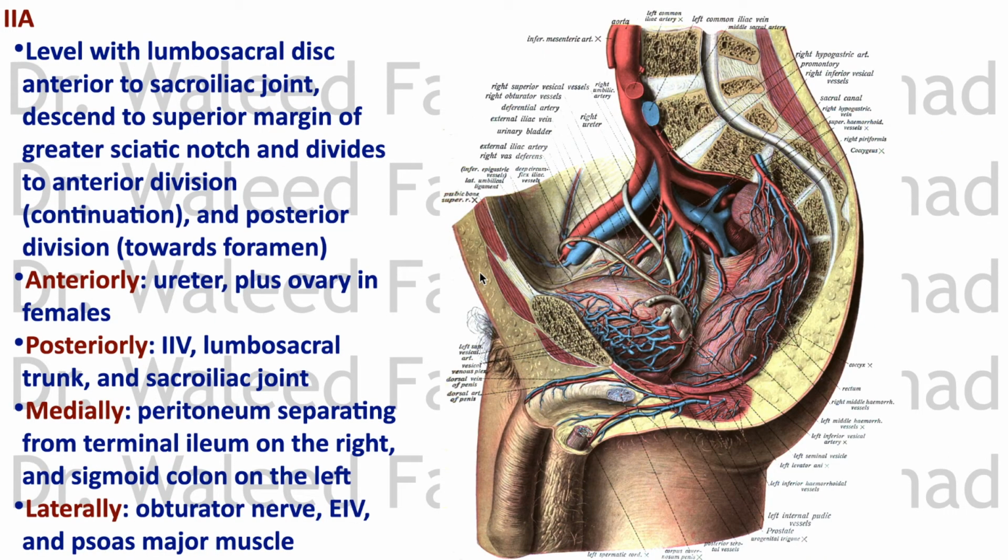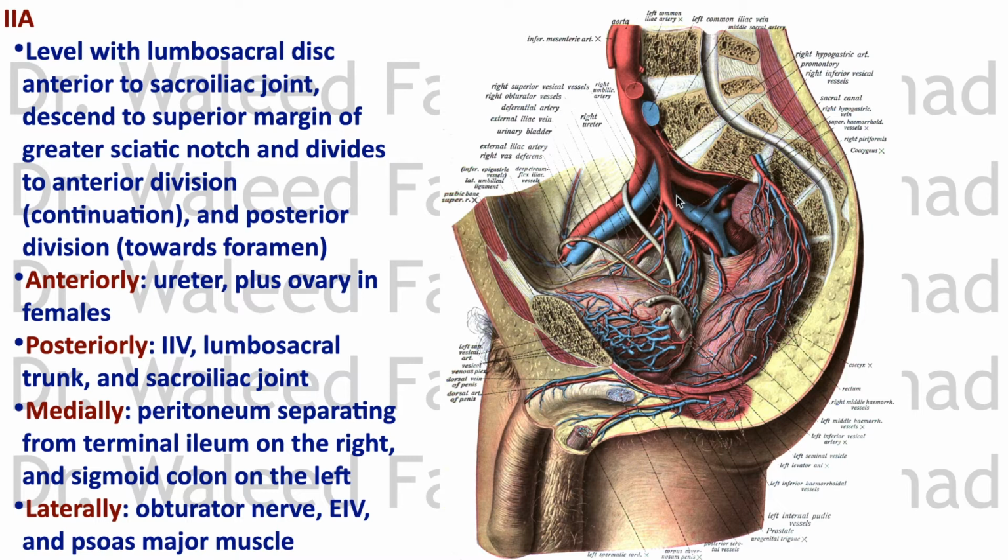The internal iliac artery begins level with the lumbosacral disc. It's anterior to the sacroiliac joint and descends to the superior margin of the greater sciatic notch, where it divides into anterior and posterior divisions. The anterior division is considered a continuation of the internal iliac artery. This is the internal iliac artery, see, dividing into anterior division and posterior division.